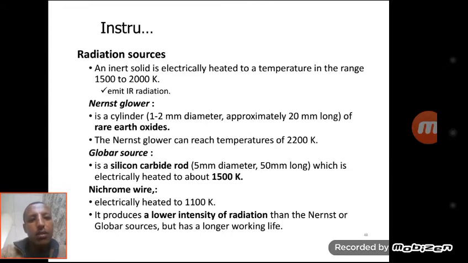1100 Kelvin. It produces lower intensity of radiation than the Nernst and globar sources because the temperature of heating is much lower than that of the other radiation source, but it has a longer working life.